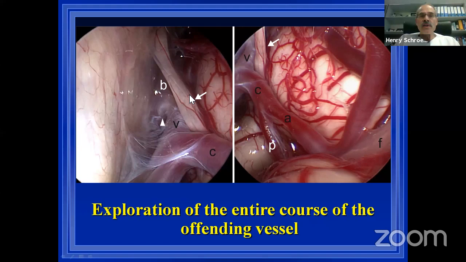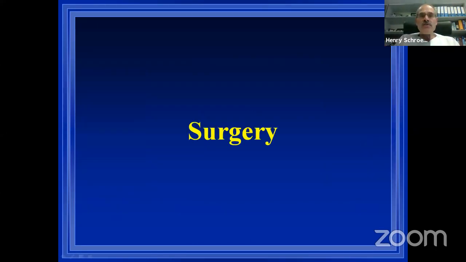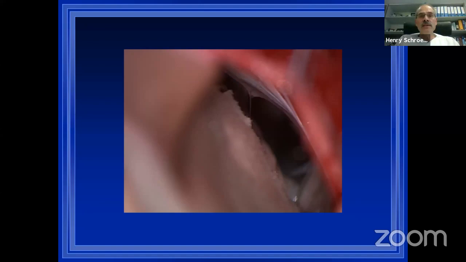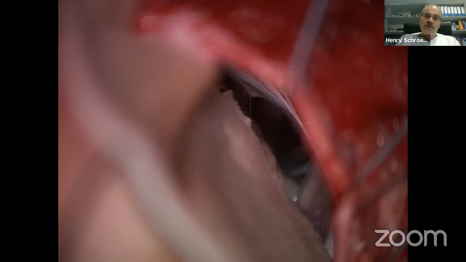You see here the vertebral artery, abducens nerve, and then it comes like a common trunk, gives rise to AICA and PICA, and this is the facial nerve. So it gives you a much better view of the anatomy. That's why it's strongly recommended that you have an endoscope as an addition to the microscope.